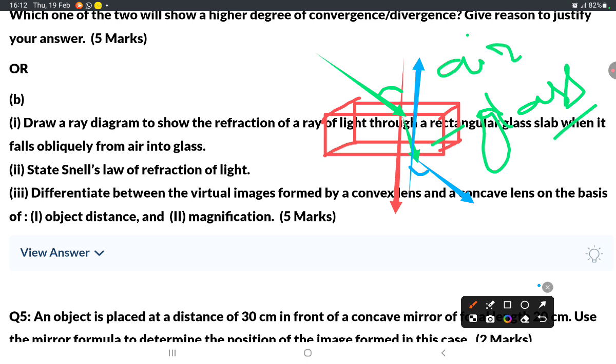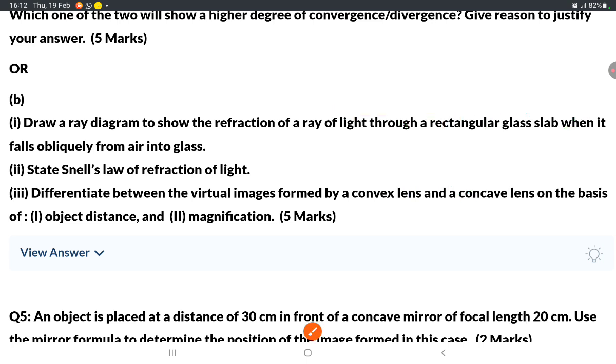Here what we have to find, here it is the total cases, we have to find these conditions. రెక్టాంగులర్ గ్లాస్ స్లాబ్ నుంచి ఒక రే రిఫ్రాక్షన్ జరిగితే 2 times రిఫ్రాక్షన్ జరుగుతుంది. ఇక్కడ రిఫ్రాక్షన్ జరిగితే దాని కండిషన్స్ ఏంటి, and state Snell's law of refraction of light. రిఫ్రాక్షన్ ఆఫ్ లైట్లో స్నెల్స్ లా ఏంటి, and differences between virtual images formed by a convex lens and concave lens. రెండు కండిషన్స్లో కూడా వర్చువల్ ఇమేజెస్ ఫామ్ అవుతాయి.